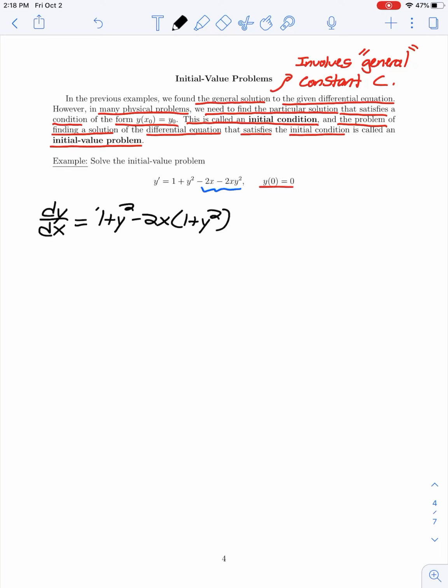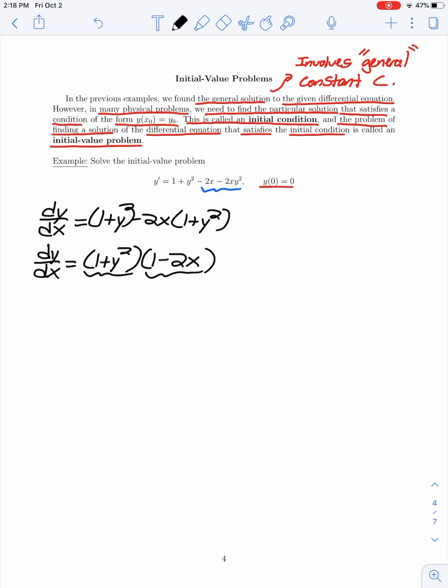So if I think about the first two terms on that right-hand side, 1 plus y squared, as being grouped together, then I see on this right-hand side, I could factor out a 1 plus y squared, and I would be left with 1 minus 2x. So dy dx can be written as the product of a function of x only and a function of y only. So this is a separable differential equation.